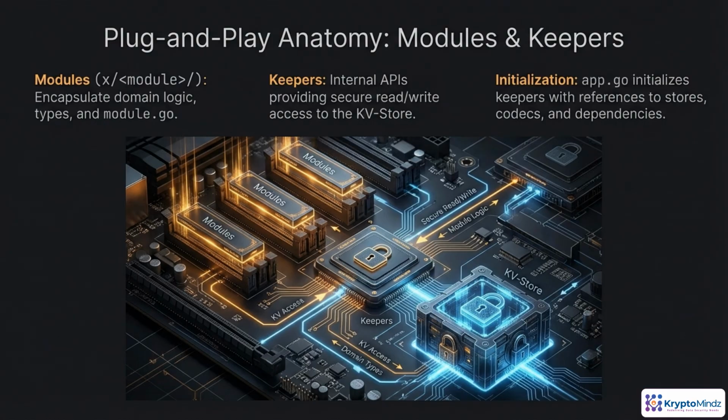In Cosmos SDK, most of your business logic lives in modules. Each module owns a slice of state and exposes messages, queries, and hooks for the rest of the app. Keepers are the internal APIs that actually talk to the KV store. They enforce invariants, control access to state, and hide storage details behind clean methods. Then app.go ties everything together, constructing keepers, injecting dependencies, and making modules feel plug and play.